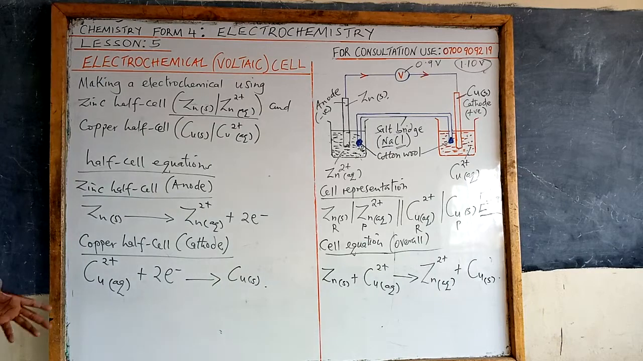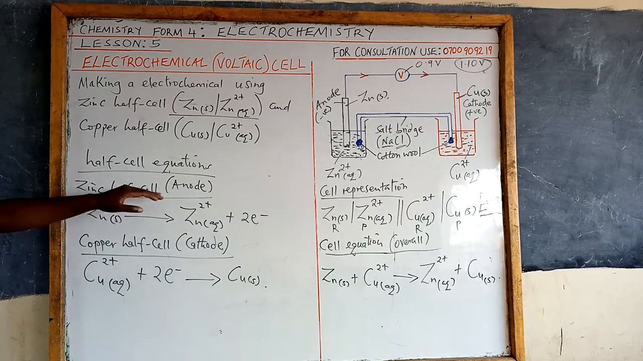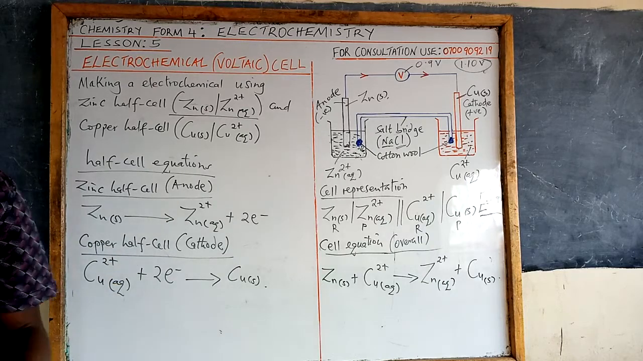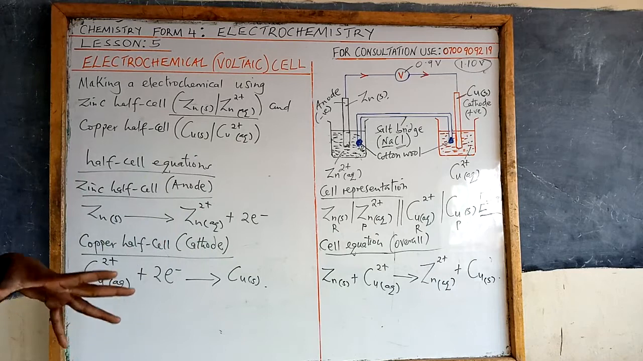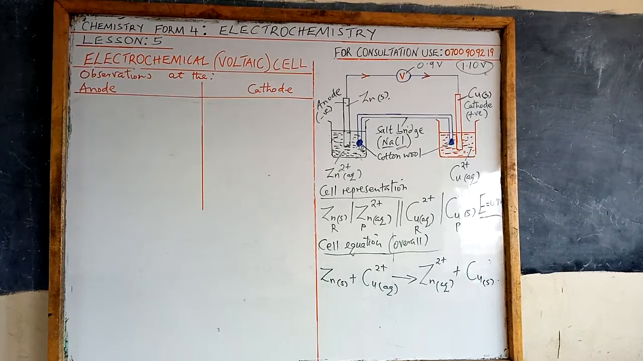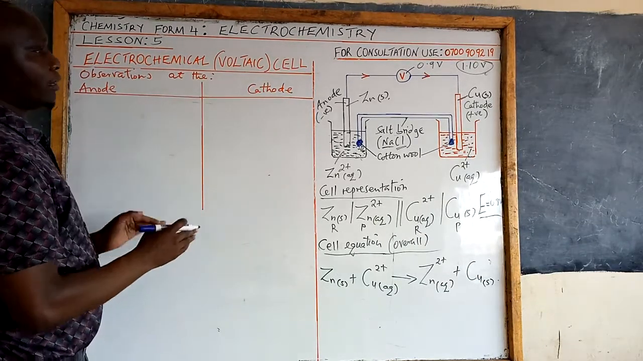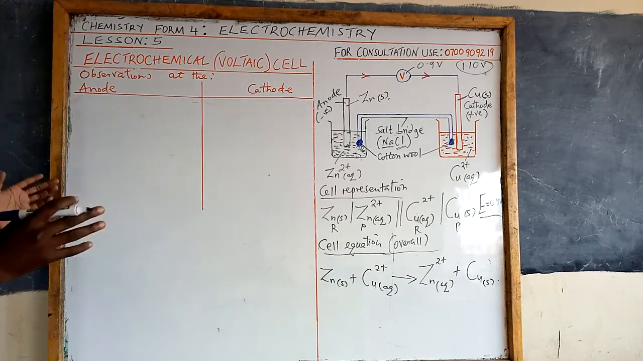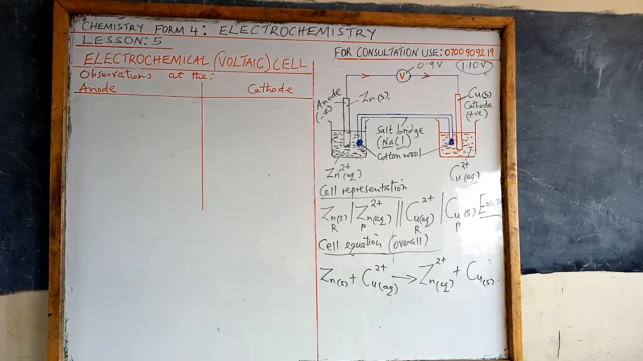So now this will usher us to the next step. What will be observed? Observations at the anode and at the cathode. Apart from the half cells, the next part is we discuss observations in this arrangement. Let's discuss the observations that will be made at the anode and the cathode if we were to allow this reaction or this half cell to stay for quite some time, let's say for 24 hours.